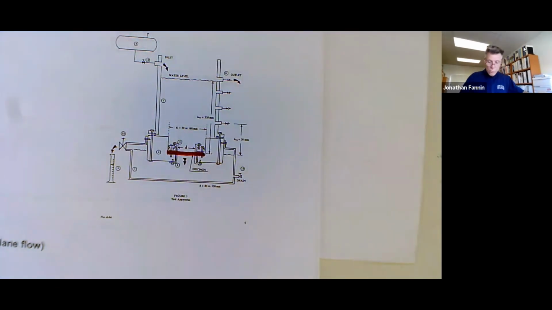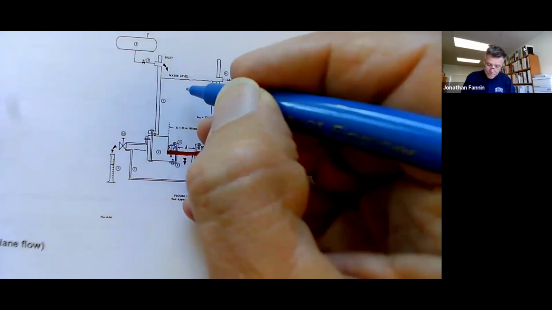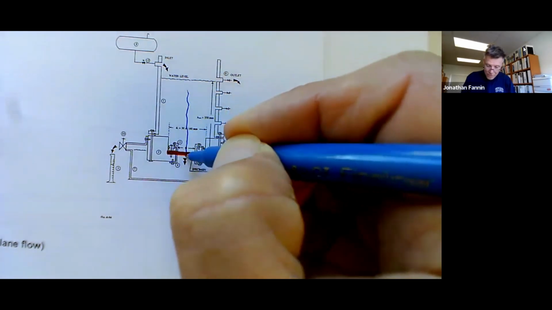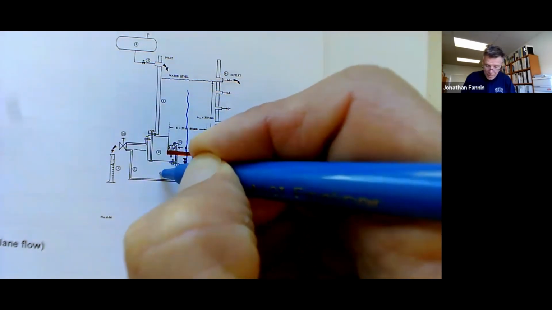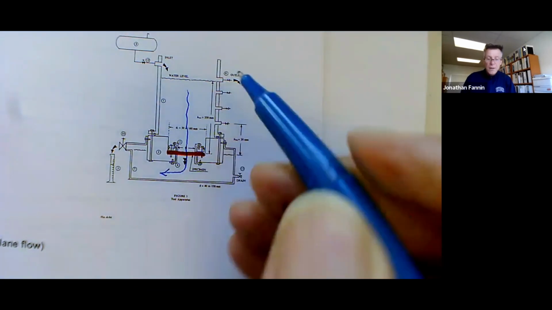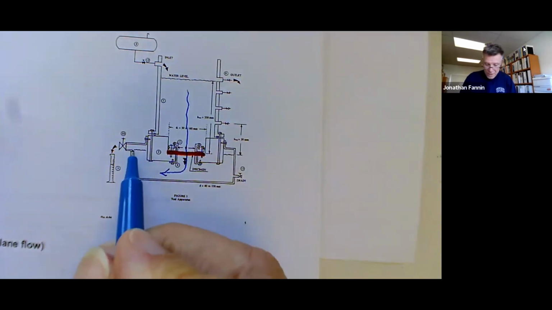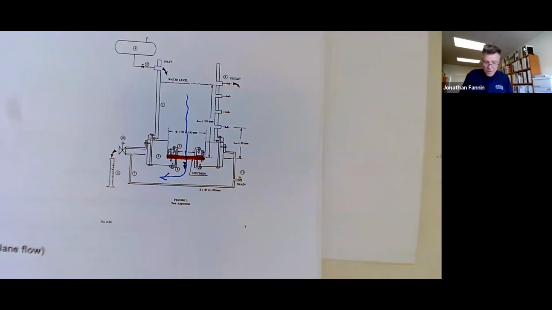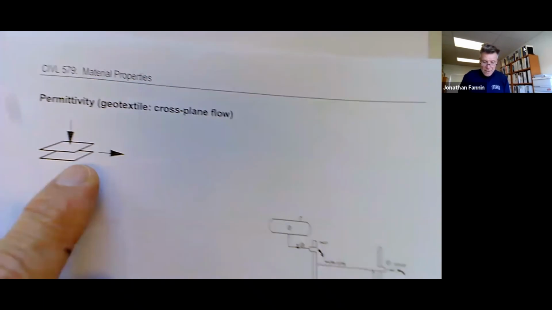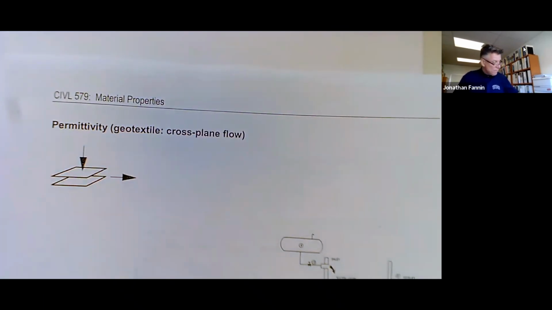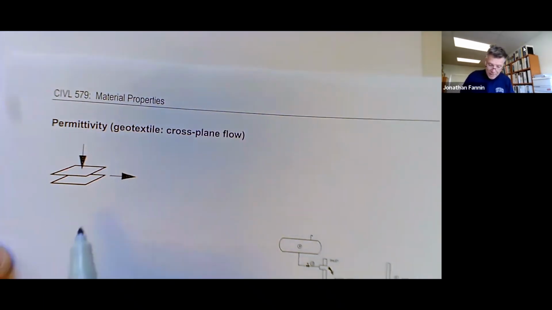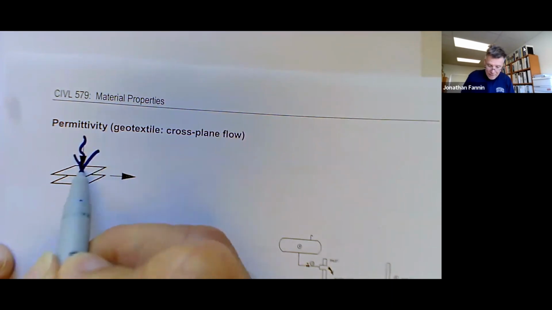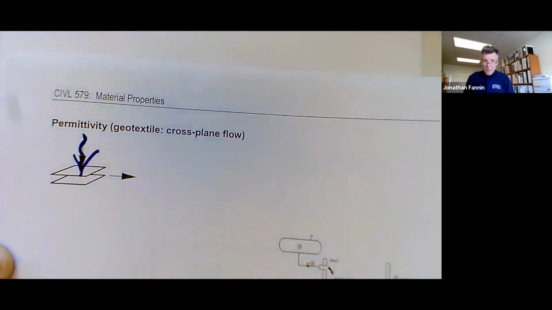And we're going to flow water from a constant head controlled here and out through a constant head controlled here and measure the flow rate. We'll speak about that upcoming. And that's what I'm going to distinguish as cross-plane flow. So let's put the cross-plane is in this direction.